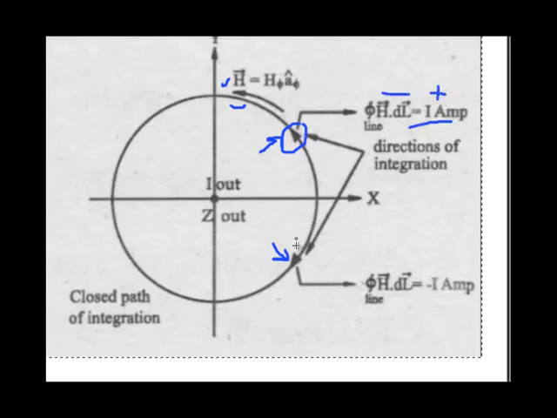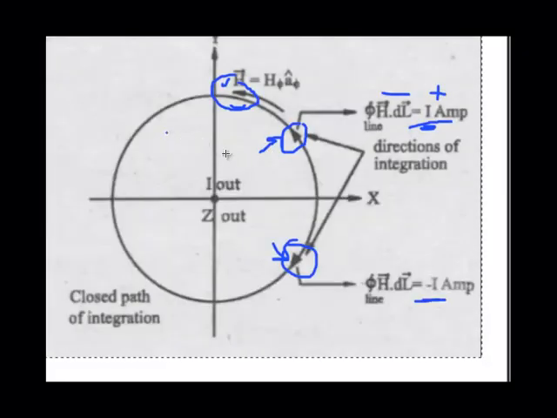But if you integrate in this direction, which is opposite to the direction of flux line, then the answer will be negative. Magnitude will be the same. Magnitude is I, here magnitude is also I, but the direction is negative. So to obtain current from magnetic field intensity, you can use Ampere's circuital law, which states that the integration of magnetic field intensity along a closed path is equal to the total current enclosed by the closed path.